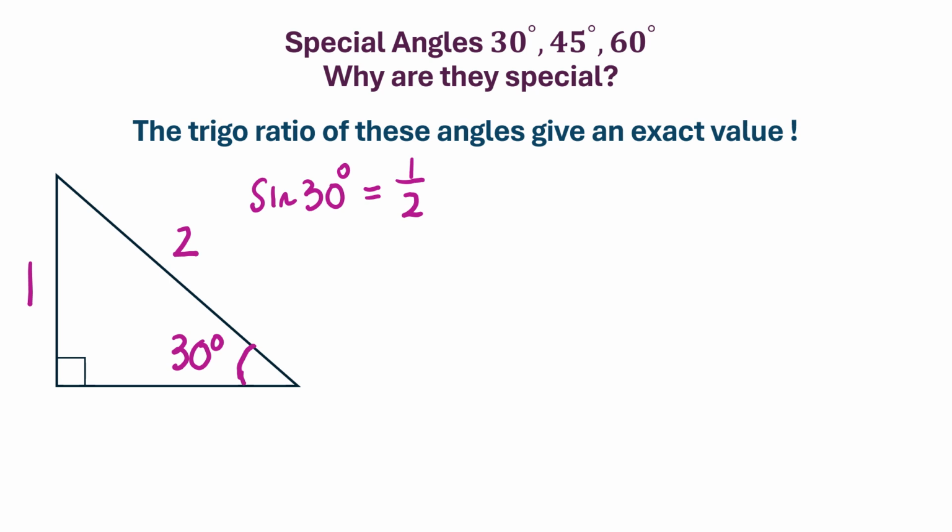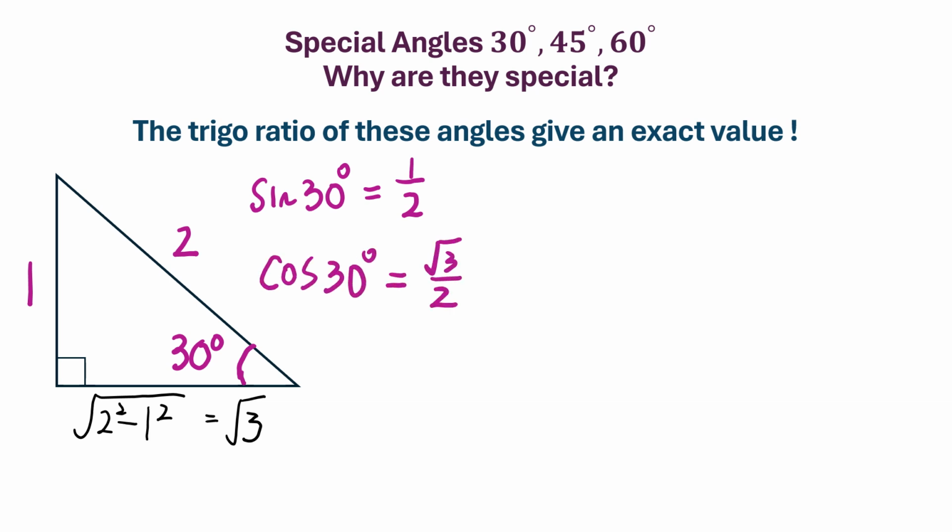And then we can find the adjacent using Pythagoras theorem, which is just 2 squared minus 1 squared. And that gives you 2 squared minus 1 squared is 3. So that will give us the adjacent side to be square root 3. So from that diagram, we can actually find cosine 30, which is square root 3 over 2. And you see it's exact in the sense that you don't see a lot of decimal places. It's just like one value, you know what I mean?